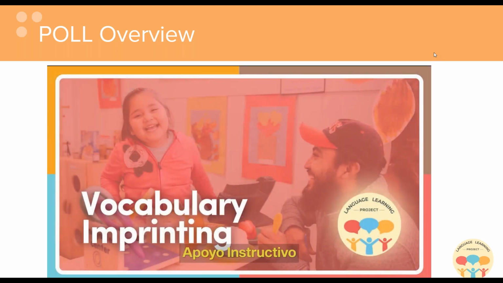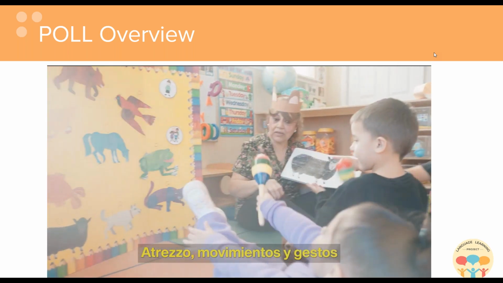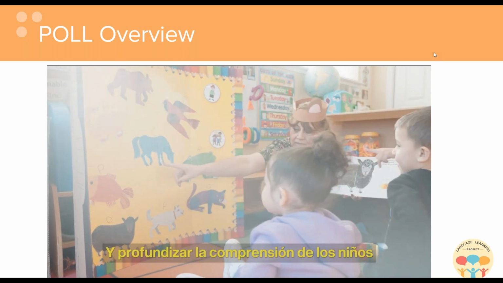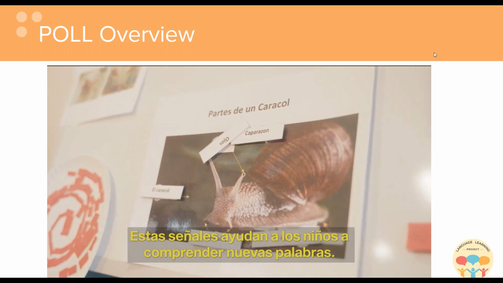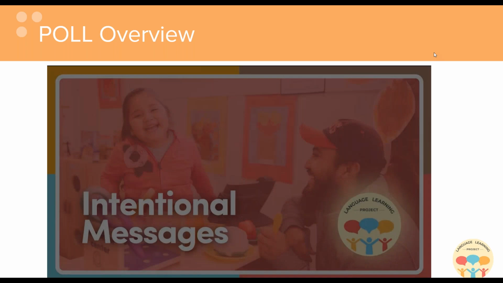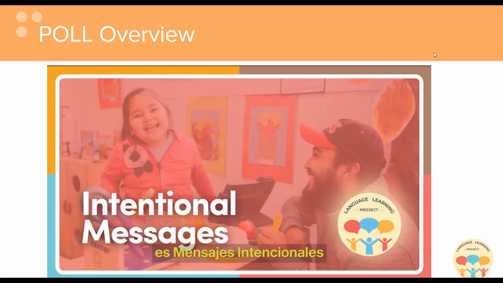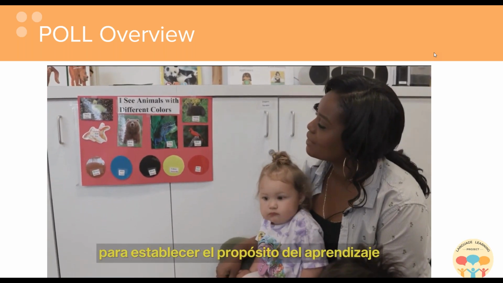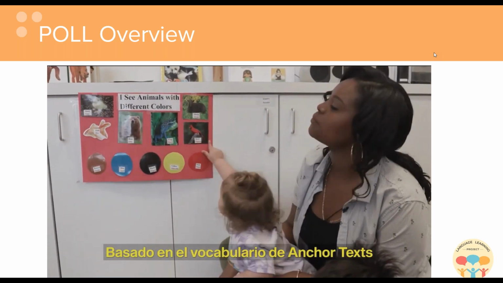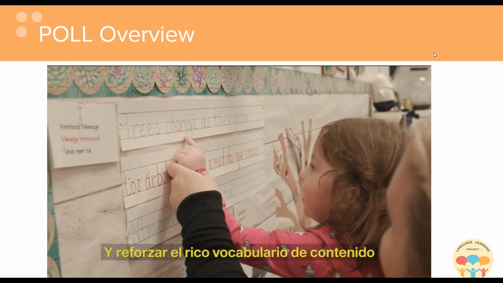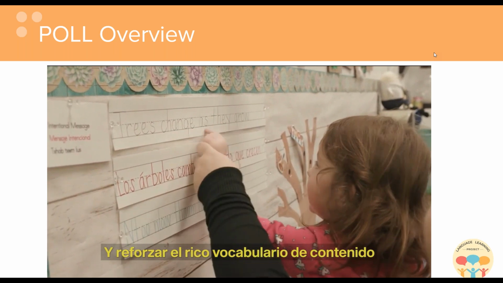The second POL instructional support is vocabulary imprinting. Providers use pictures, props, movements, and gestures to both introduce vocabulary and deepen children's understanding. These cues help children comprehend new words, and the repetitive use helps children recall this new vocabulary. The third POL instructional support is intentional messages. Providers use written and verbal statements to set the purpose of learning based on the vocabulary from anchor texts and experiences. These messages are used throughout the day to both introduce and reinforce rich content vocabulary.